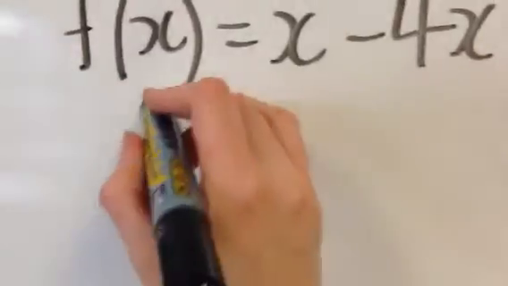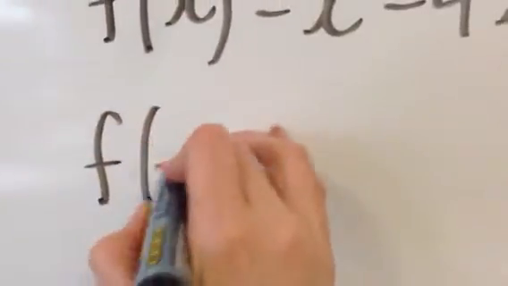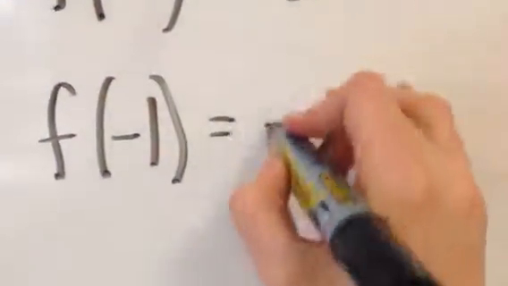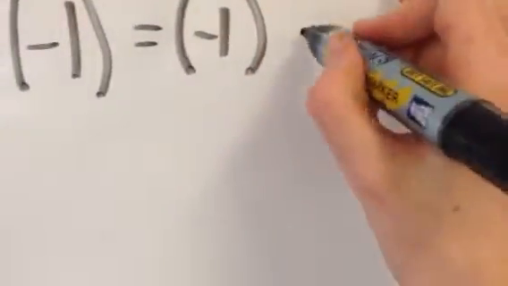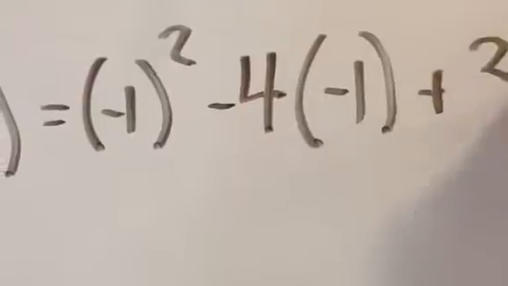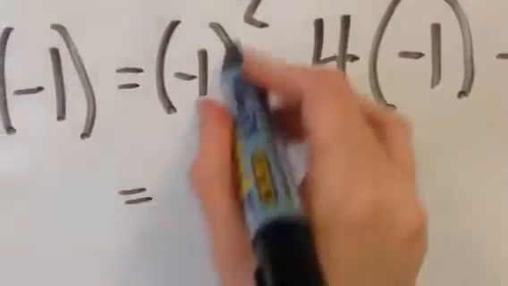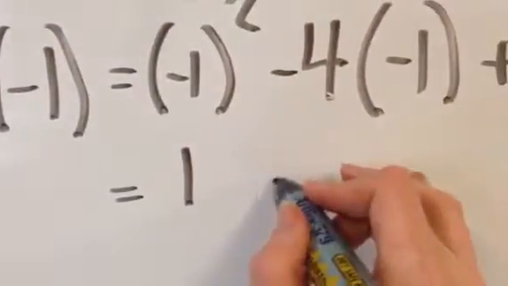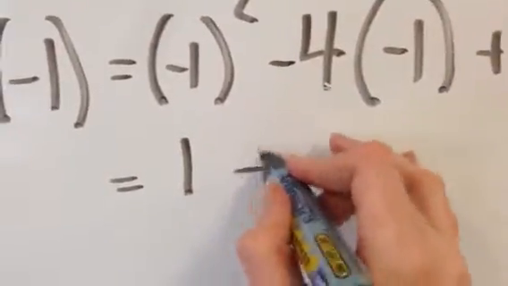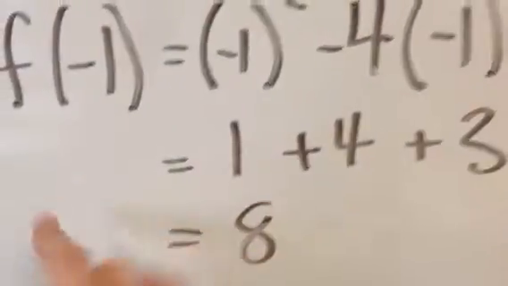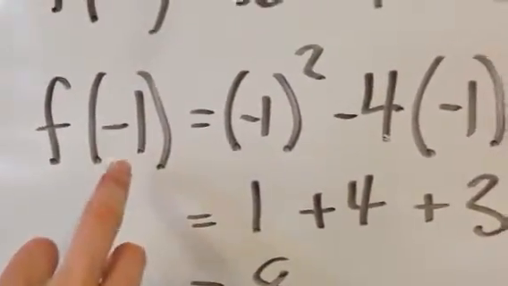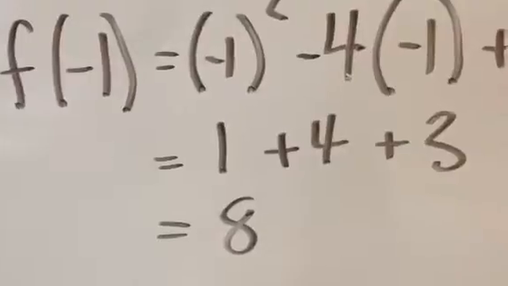Then instead of f(x), we're going to have f(-1), and that's going to equal (-1) all squared. Notice it's the whole -1 that's squared, minus 4 times -1 plus the 3. Now I evaluate this. (-1) all squared gives me 1, minus 4 times -1 plus 3, and we get that the function of -1 is actually equal to 8.